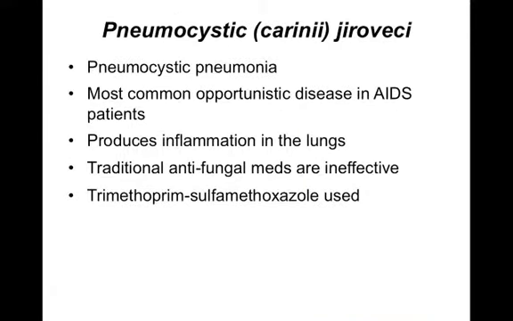Then lastly, Pneumocystis carinii or jirovecii. Carinii is the old-school name, jirovecii is by far the more common, so it's called PJP for short, because of Pneumocystis jirovecii pneumonia. It's the most common opportunistic disease in AIDS patients. This is usually what kills a person who has AIDS. It's very, very common in the later stages of HIV infection.